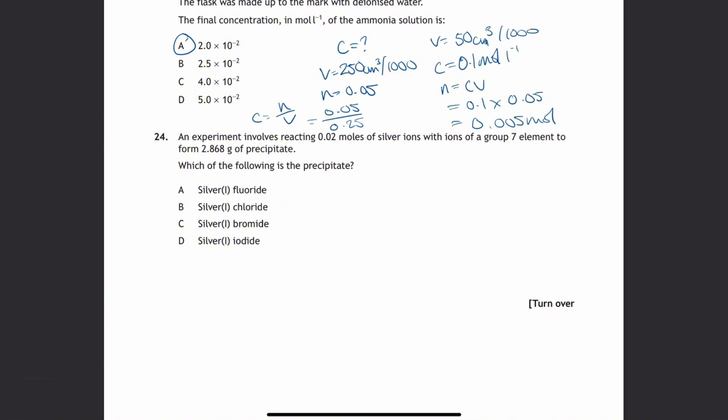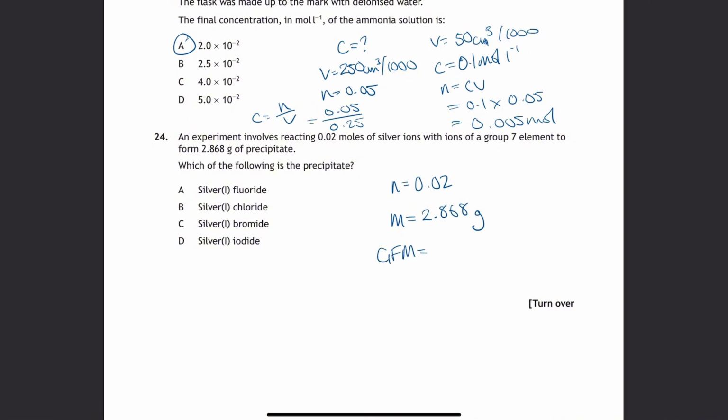So an experiment involves reacting 0.02 moles of silver ions with ions of a group 7 element to form 2.868 grams of precipitate. Which of the following is the precipitate? So we've been given a number of moles, so I'll write that down here. And we've also been given a mass, which I will write down here. So what we can do is work out the GFM of this thing.